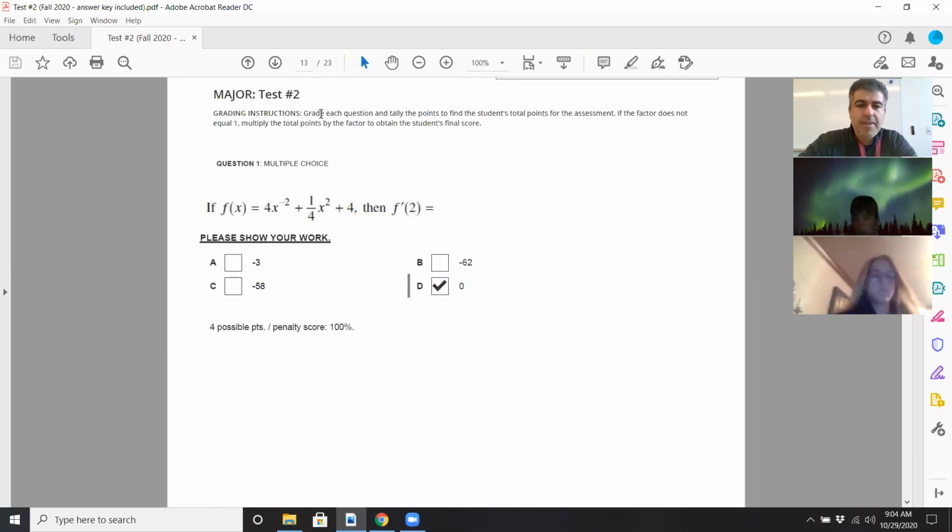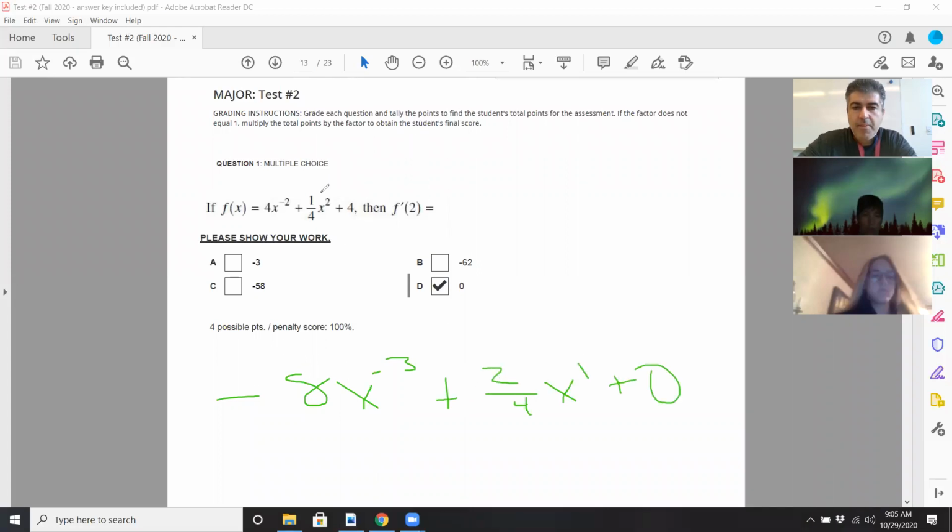But really simple. All you have to do is just do the shortcut rule, so -8x^-3 plus 2/4 x to the 1 power plus 0. Remember, 2 moves to the front. You drop the exponent by 1. -2 drops to the front. Drop the exponent by 1. Clean up a tad because you do have to substitute 2 in for x. And if you substitute 2 in for x, you get -8/8 plus 1/2 times 2. You get -1 plus 1. You get 0. That's all.